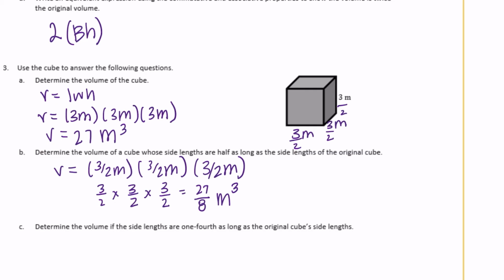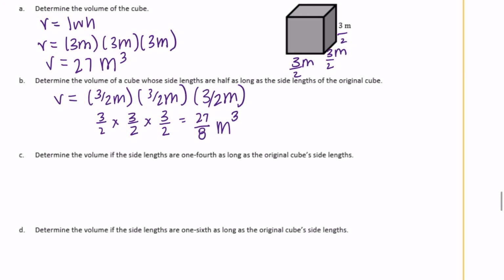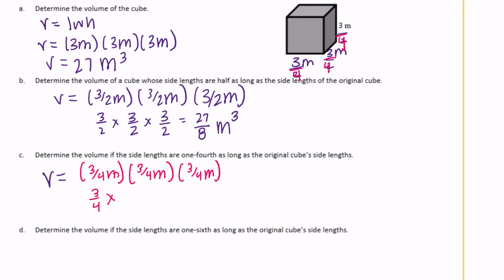C, determine the volume if the side lengths are 1/4 as long. So now we're splitting them into fourths. So the volume would be, instead of 3 meters, we're going to do 3/4 because we're dividing them all into fourths. So we would have 3/4 meters by 3/4 meters by 3/4 meters. 3/4 times 3/4 times 3/4. 3 times 3 times 3 is still 27, but 4 times 4 is 16 times 4 is 64 meters cubed.